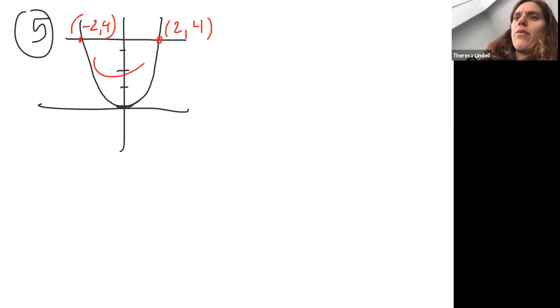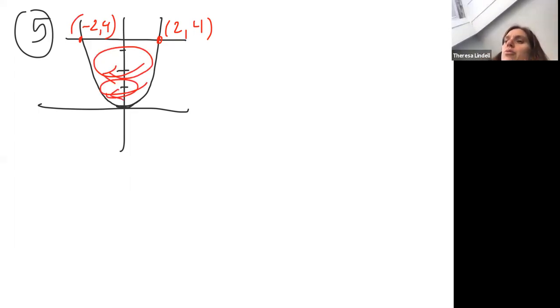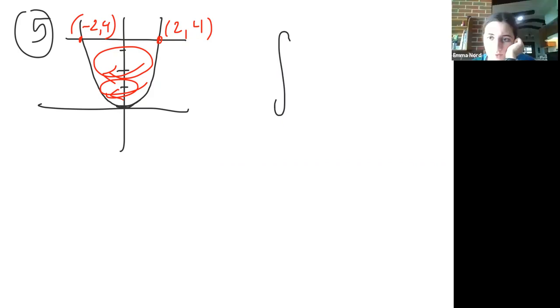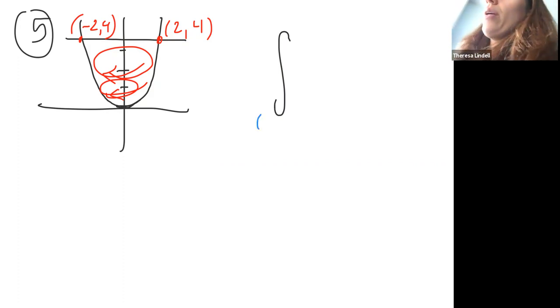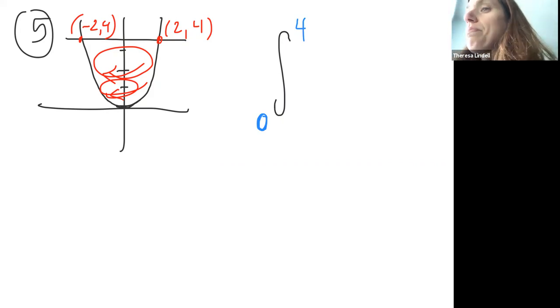Now here's the thing though. You're revolving around the y-axis, and as soon as you're revolving around the y-axis, you know you're using y integration. So what does that mean about our integral? From 0 to 4. Yeah, we got to look at it sideways. So it's going to go from 0 to 4. That was one. Some people, if I said use y bounds, that was you. Some people went from negative 2 to 2.